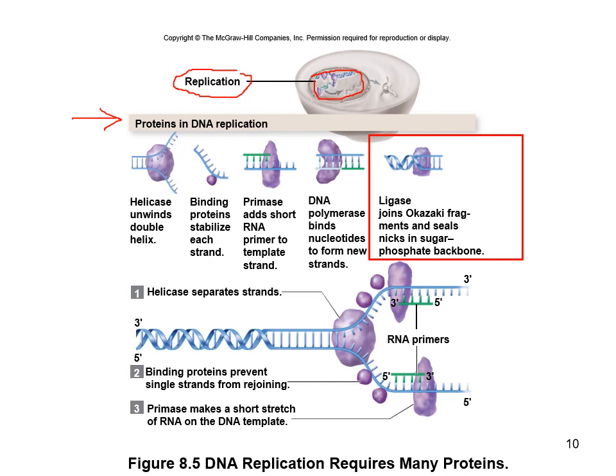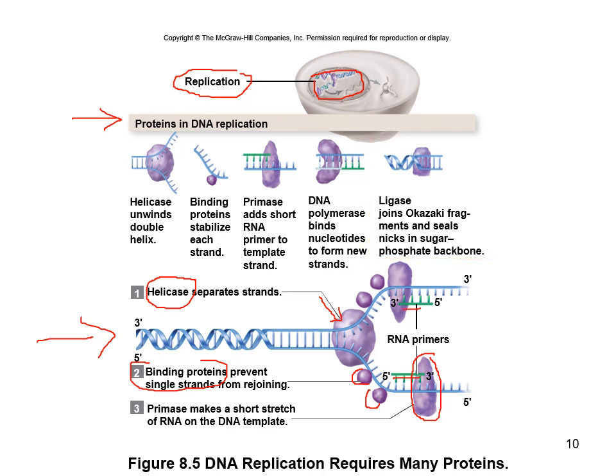Here at the bottom of the picture, you can see the use of the helicase enzyme to separate the strands. We can see our binding proteins that are keeping it open, and then we can see that our primer is actively building our little docking station for our DNA polymerase to take hold of.